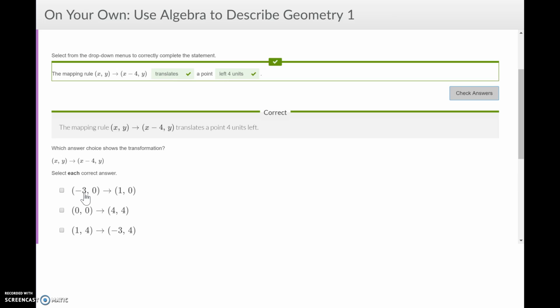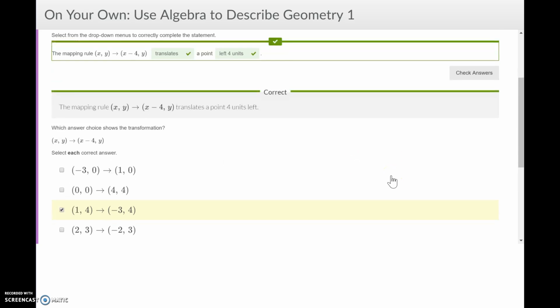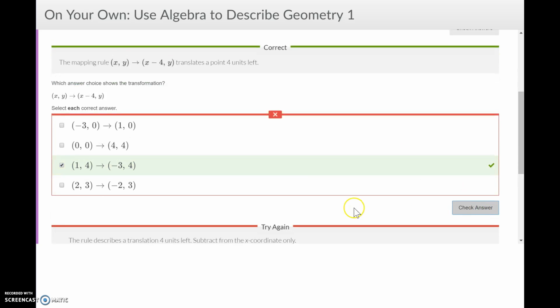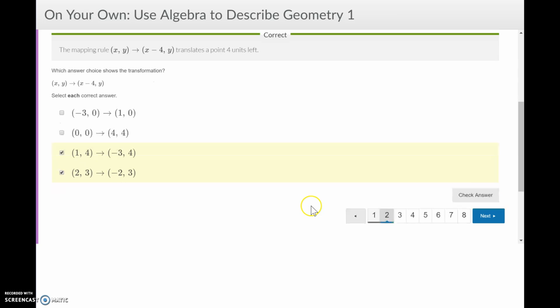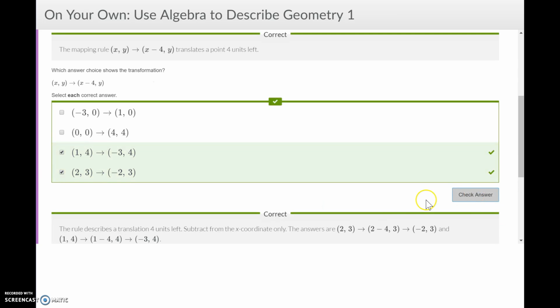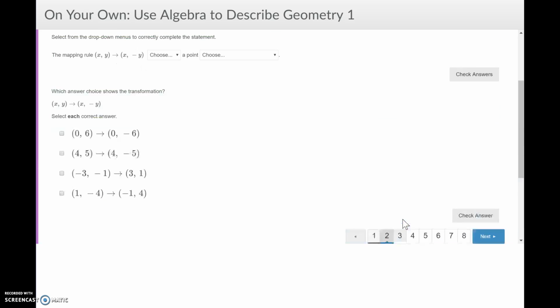Let me double check that on my calculator. Negative 3 minus 4 is negative 7. So that can't be it. All right, so now we have 1, and we're going to subtract 4, and that would give us negative 3, and y stays the same. So this one only has one answer. Oh, I missed one. I didn't scroll down. So 2 minus 4 would be negative 2, and the y stays the same here. My bad. Gotta scroll down. There we go. Let's try this again.